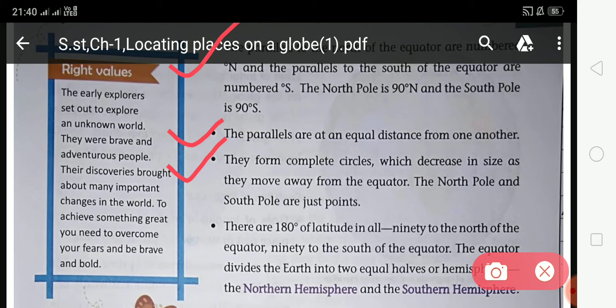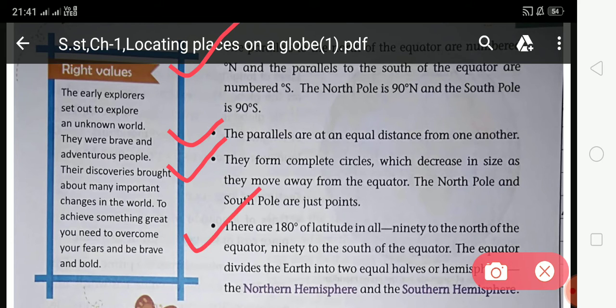Next, they form complete circles which decrease in size as they move from the equator toward the North Pole and the South Pole. So students, the lines of latitude form complete circles, and when they move away from the equator their size decreases. When the lines of latitude come closer to the equator, their size increases.